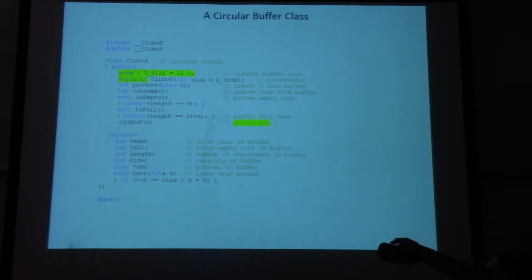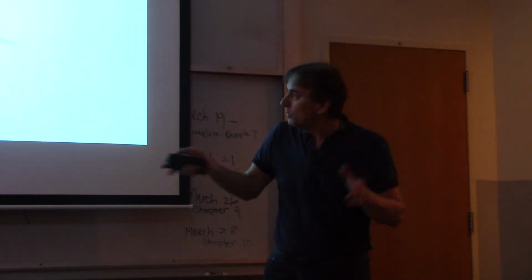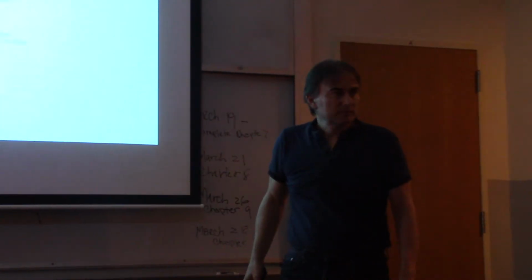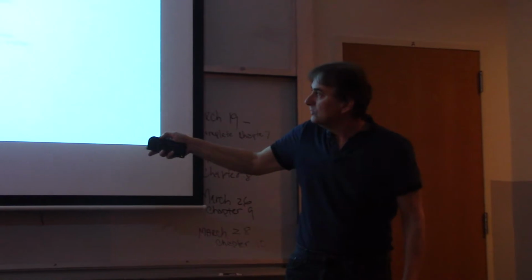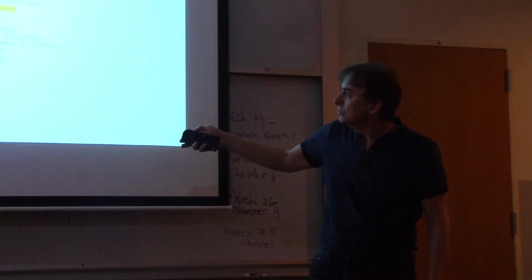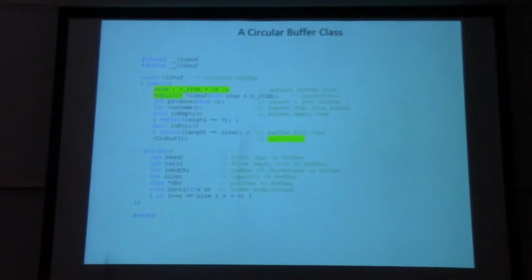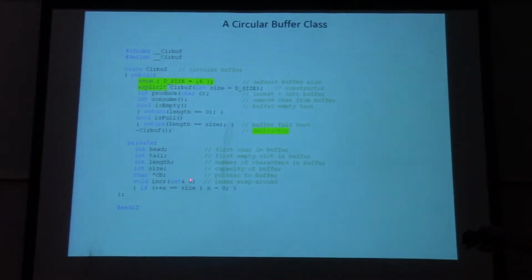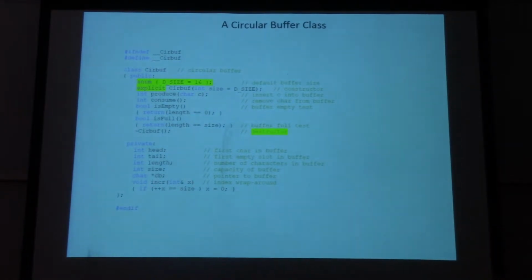Now remember, if my buffer size is 16, my indexes are from 0 to 15. So suppose it's 14. If x is 14, what's plus x? 15. Is 15 equal to 16? No. So therefore, we don't do this, we're done. So 14 goes to 15. Next time I increment, x value is 15, what's plus 15?